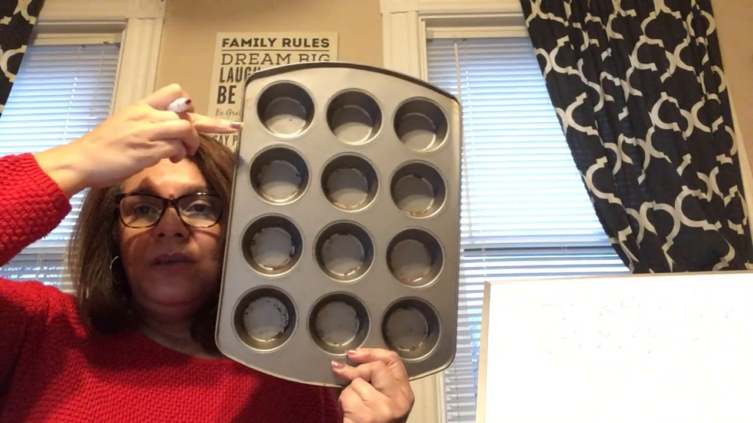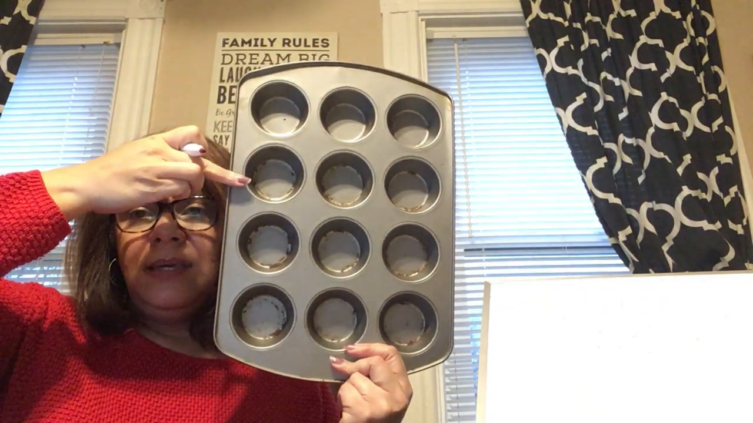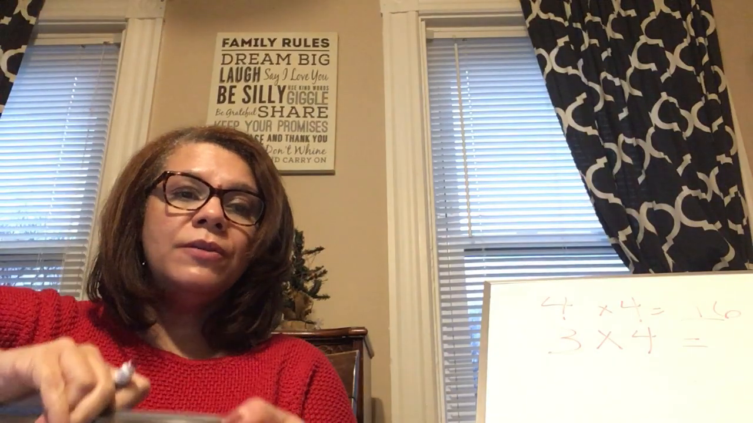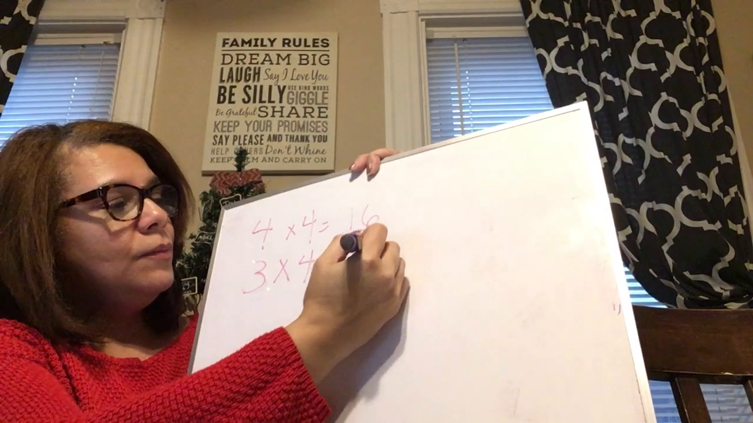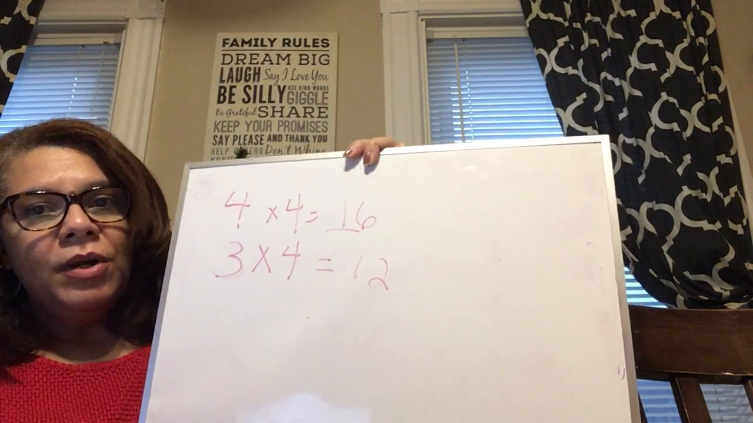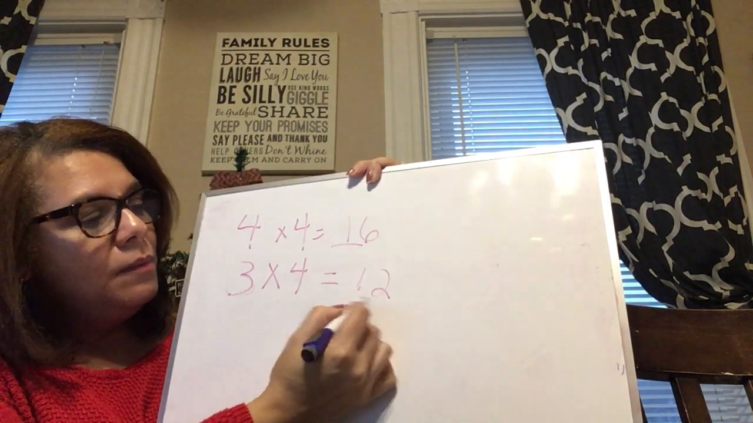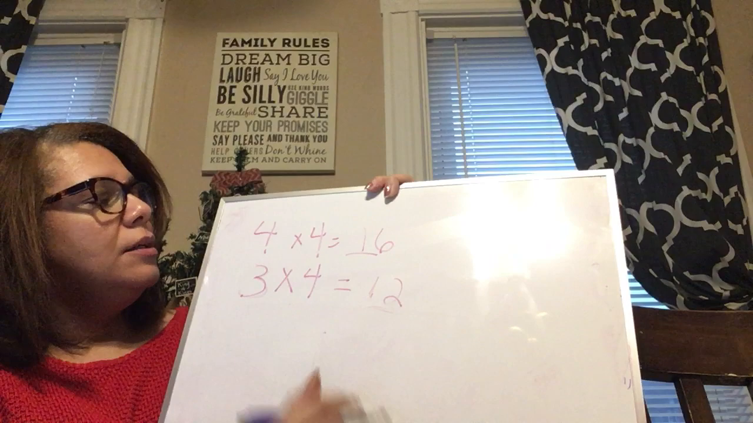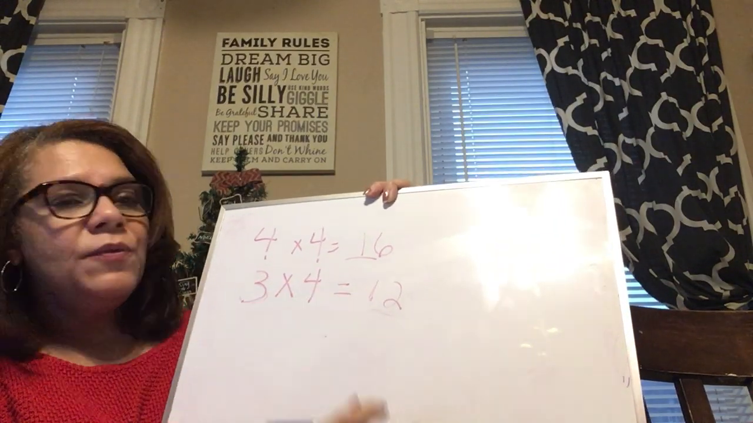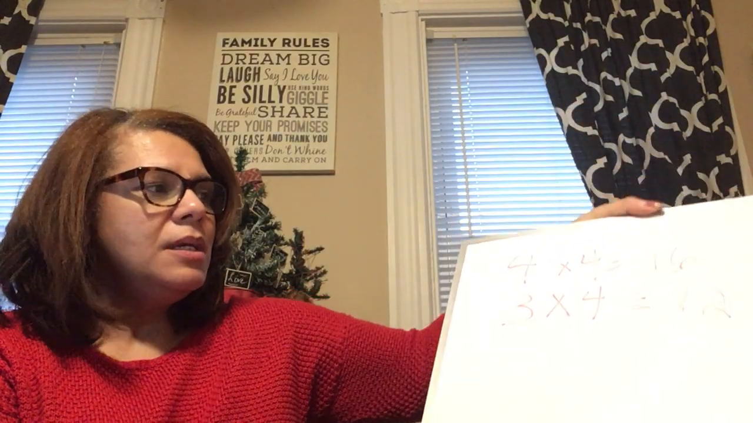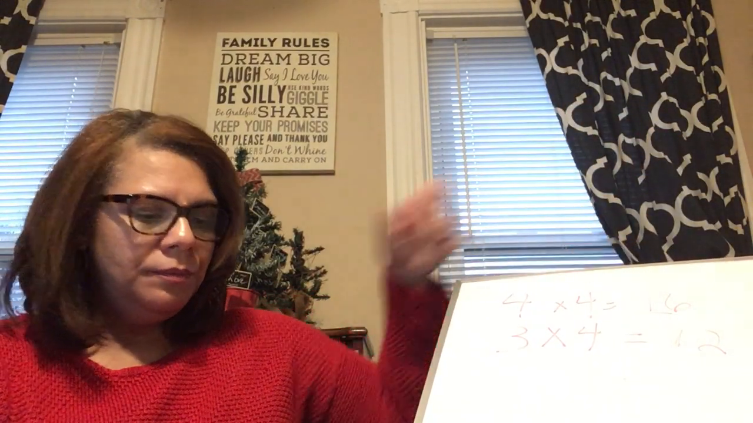So let's see. 3, 6, 9, 12. So 3 rows of 4, or 3 times 4, is equal to 12. I think my pink marker is running out. Okay? Yep, it's about to die. I'll change the color. So 4 times 4 is 16. 3 times 4 is 12. Very good. Let's do another review.